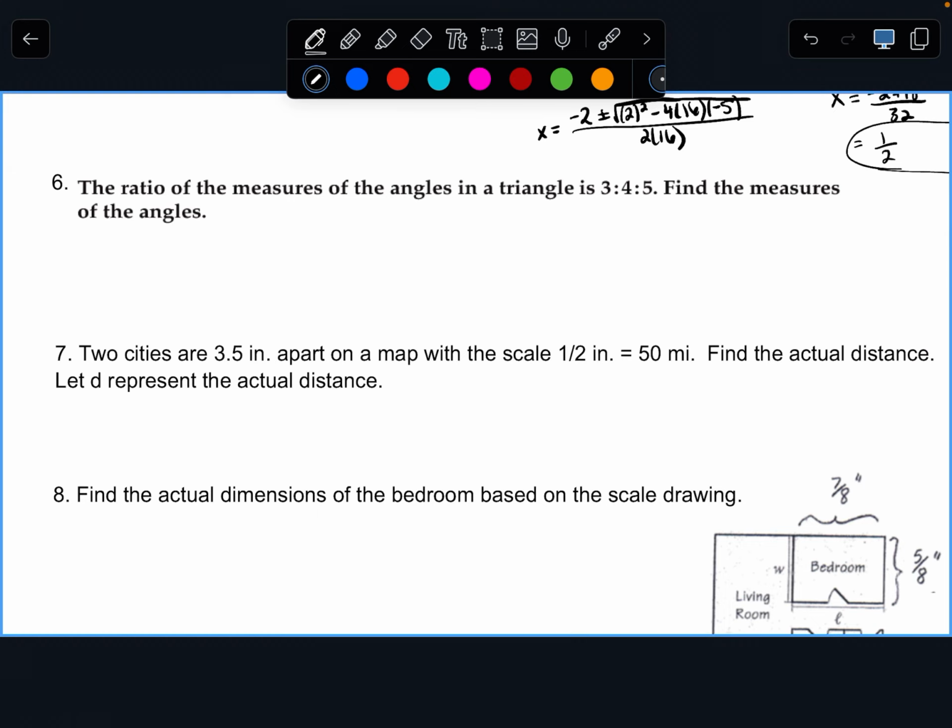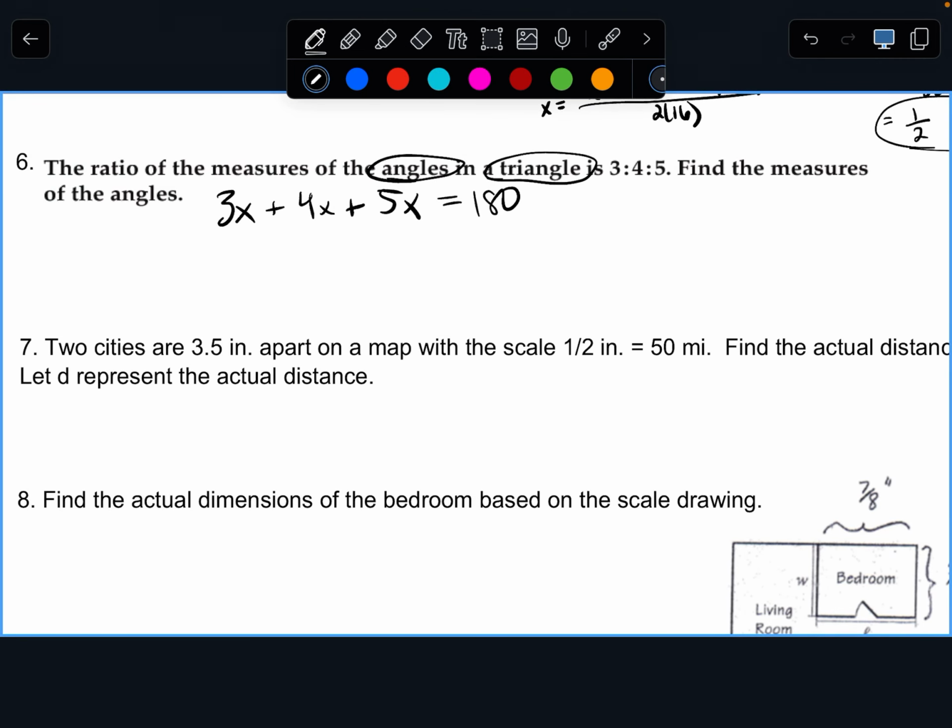This one: the ratio of the measures of the angles of a triangle is 3, 4, 5. Find the measures of the angles. Don't overthink it. They're all scaled by the same number. So the way you set this up, because it's 3, 4, 5, is 3x plus 4x plus 5x equals 180, because you're dealing with a triangle and angles.